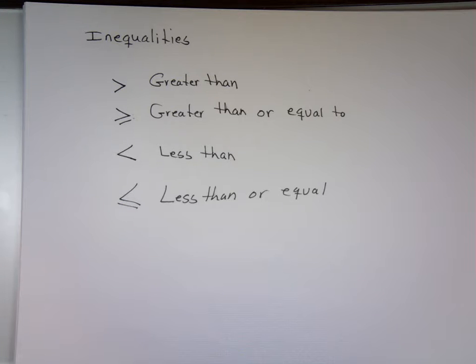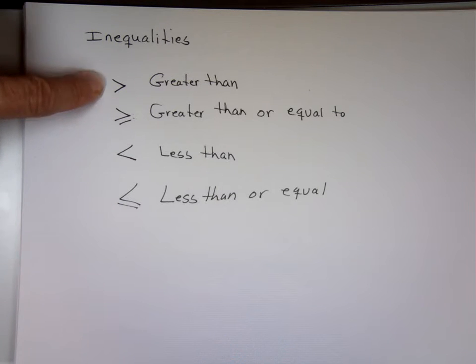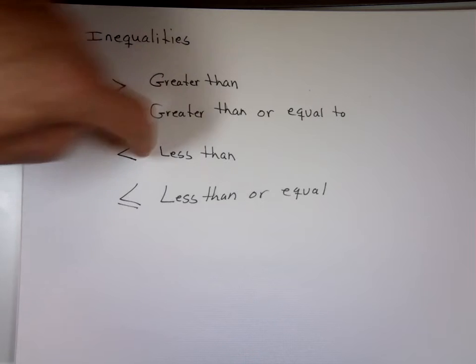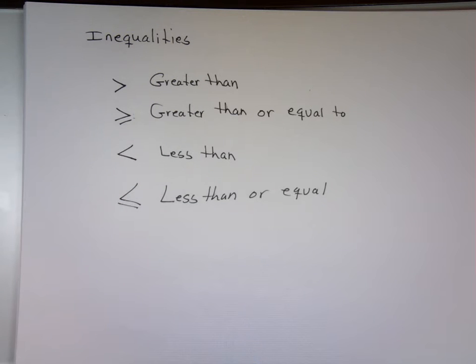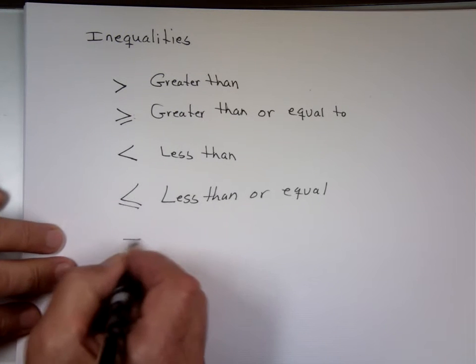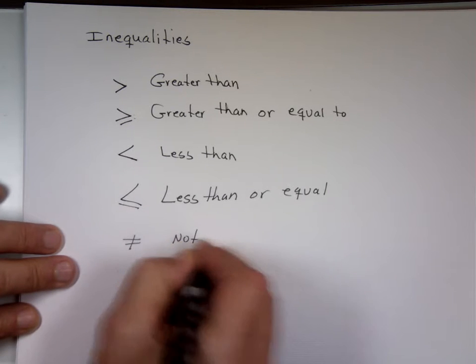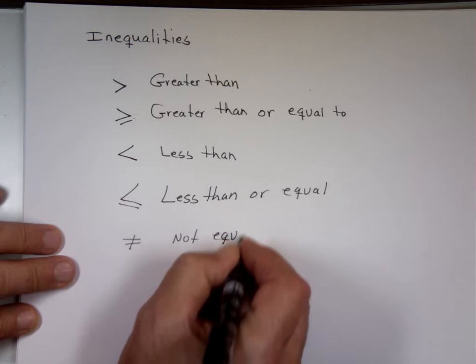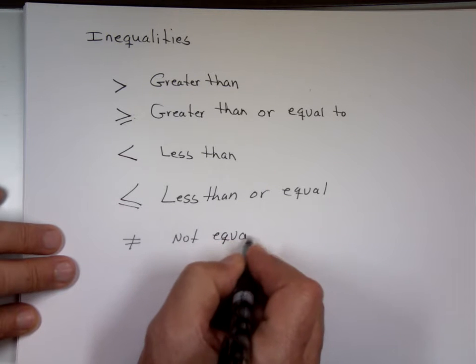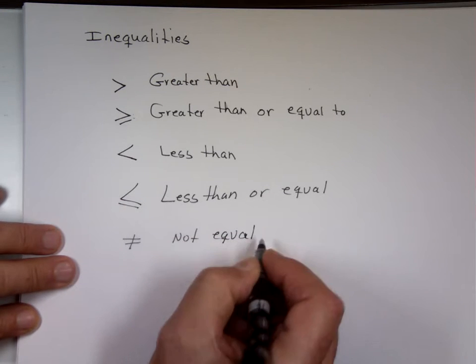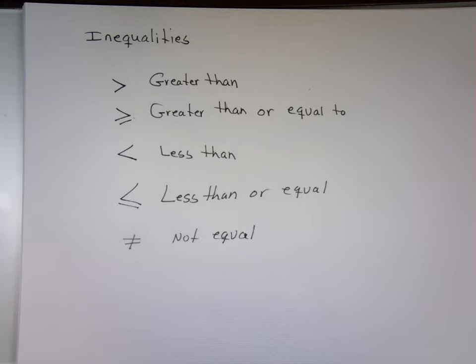Some people go by the Pac-Man. The mouth is always the open one. So if you're on this side, that's bigger. If you're on this side, that's smaller. The mouth is always that one, that's the bigger one. And this is really not equal, which is not in this section, because this section is about equality or inequality. We're talking about less than or greater than.